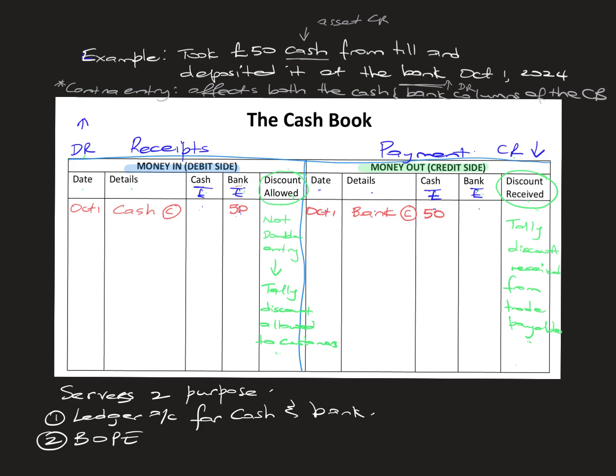So remember that the cash book serves two purposes. It's both a ledger account for your bank and cash, and it serves as a book of prime entry for cash transactions. And remember, I explained cash transactions are those transactions for which money is paid immediately. So it can be paid either in pounds and pence or through the banking system.